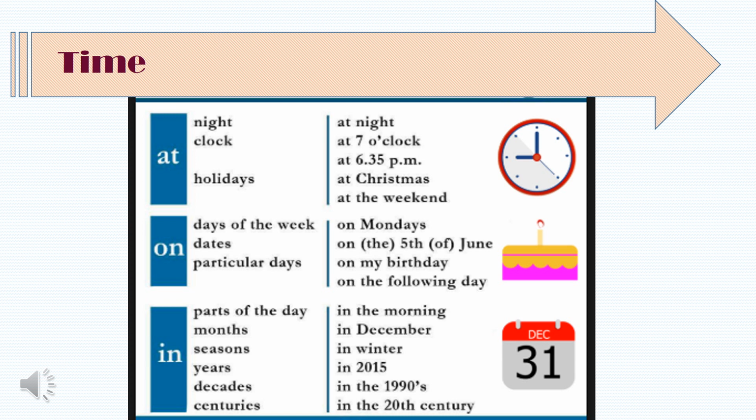Prepositions of time usually are at, on, in. We use at when we are speaking about a specific time. We use on to speak about days of the week, a specific date, a holiday. We use in to speak about a period of time, like a year, a season, a month.